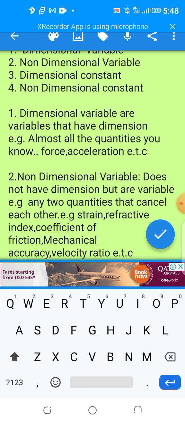So what are dimensional variables? They are variables that have dimension. Almost all the quantities, when you say something is variable, that means it's not constant. A quantity can either be constant or variable. Variable means something that is changing. So when I'm talking about dimensional variable, I mean something that is changing that has dimension. For example, when you talk about force, force can be 5 Newton, can be 10 Newton, can be 20 Newton, so it's changing. But force also has dimension. So dimensional variables are variables that have dimension. Example: force, acceleration. Almost all the quantities that you know are dimensional variables.